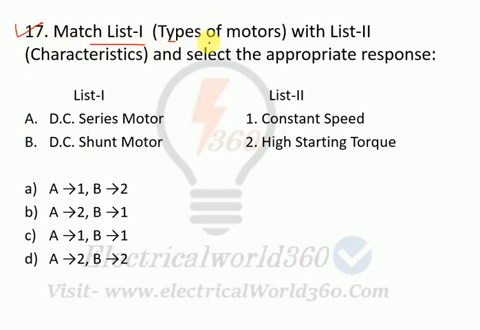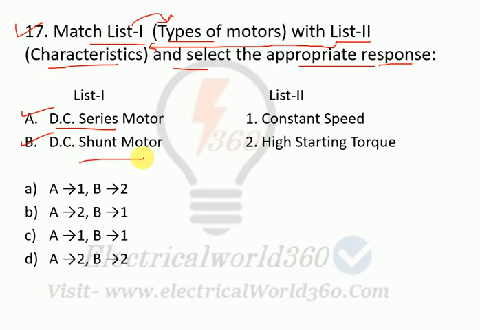Match list 1, that means in list 1 you will get the type of the motors, with list 2, that means the characteristics. In list 2 you will get the characteristics and select the appropriate response. In list number 1 you are getting the DC series motor and DC shunt motor. In list number 2 you are getting constant speed and the highest starting torque. So as we know, DC series motor has the high starting torque, and DC shunt motor has the constant speed. So that is why A will be 2 and B will be 1. So here the option number B is the right answer.